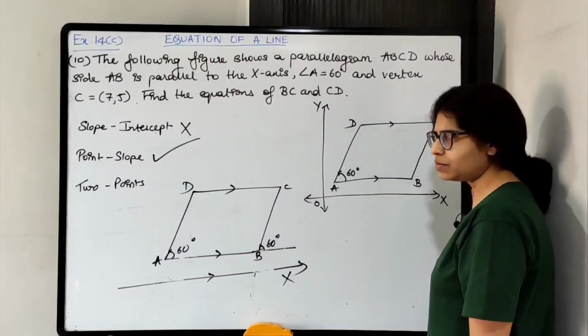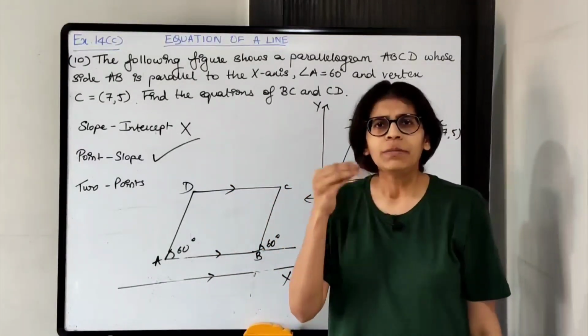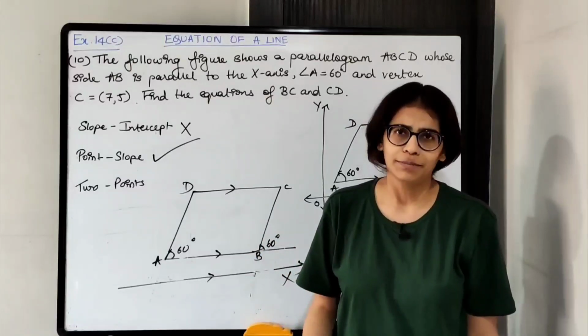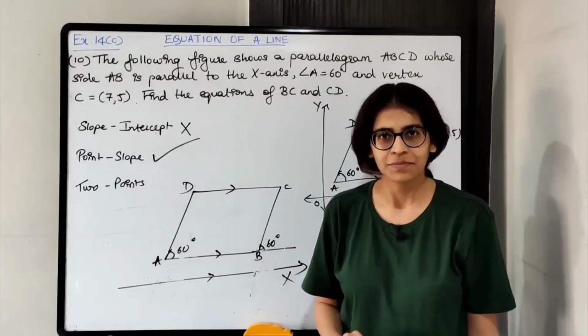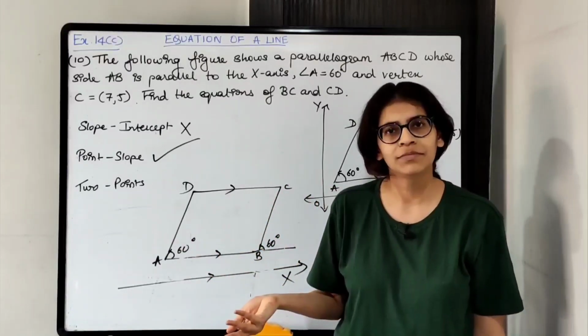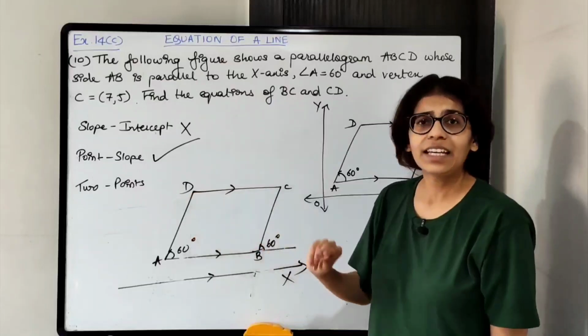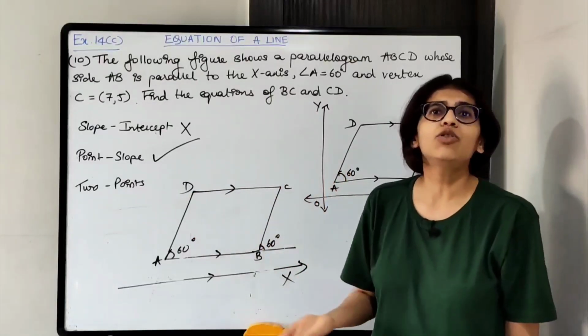Okay. If a line is parallel to X axis, what will be its inclination? थीटा क्या होगा? 0, है ना? It will never cut X axis, so थीटा will be 0. कभी मीट ही नहीं होगा. So CD के लिए थीटा will be 0.